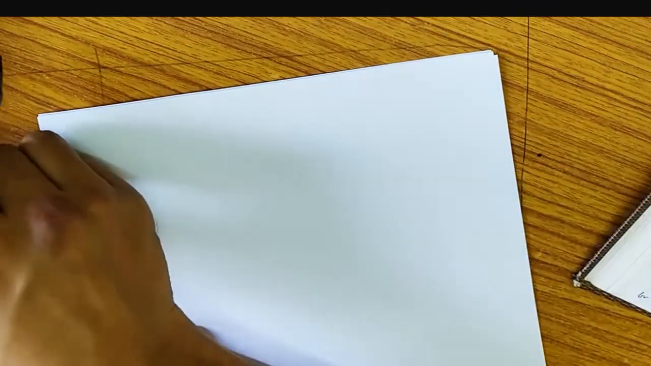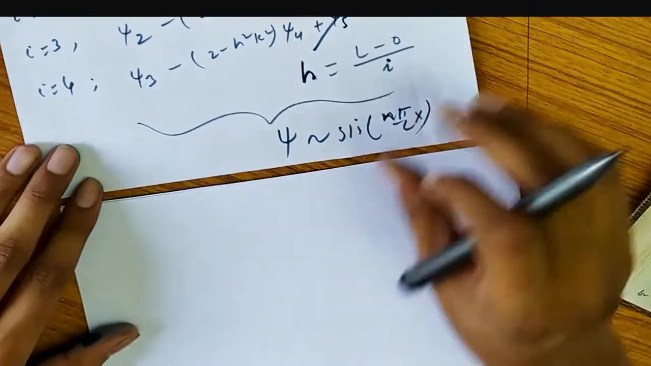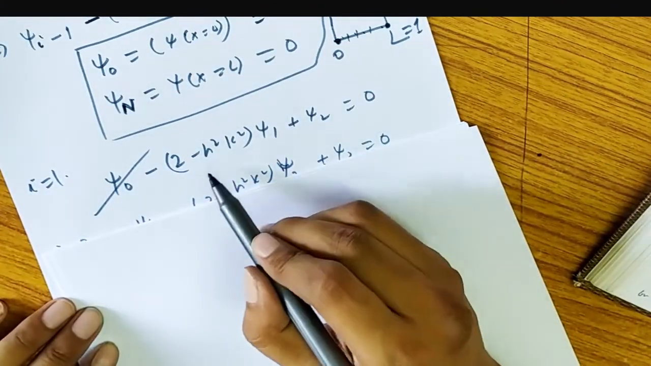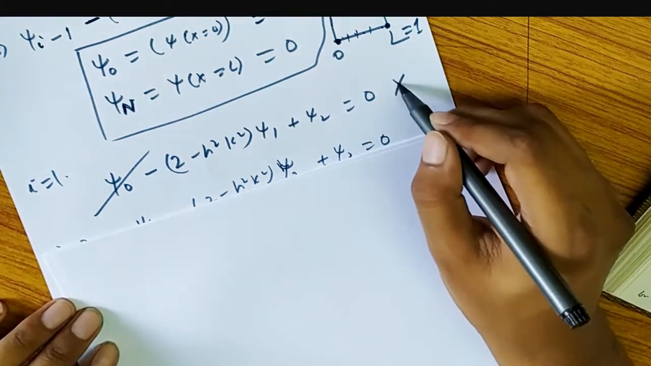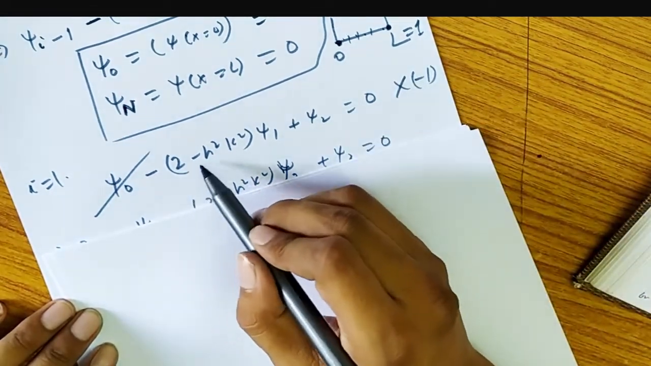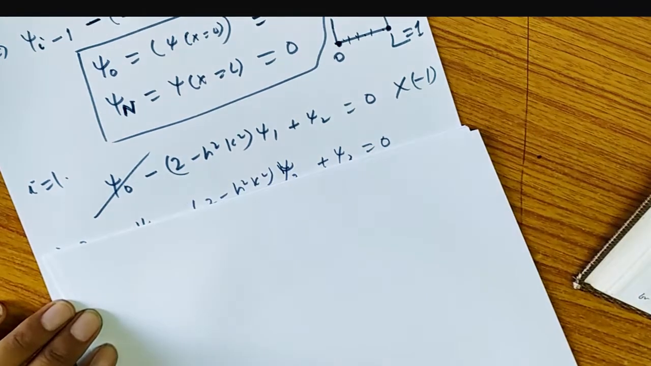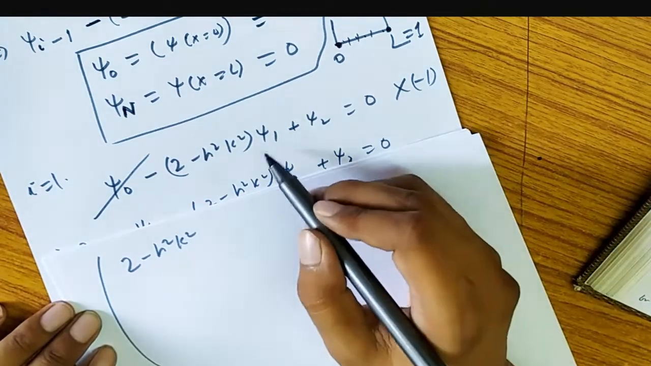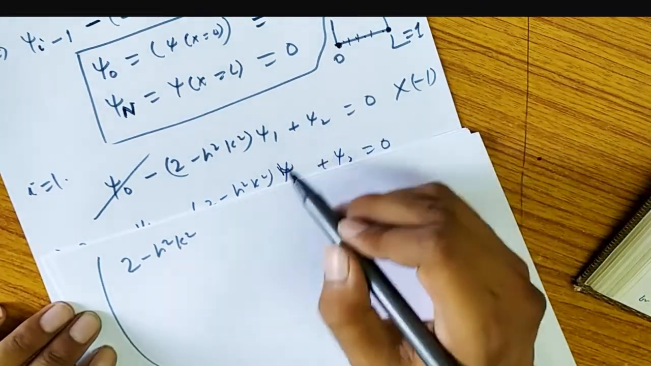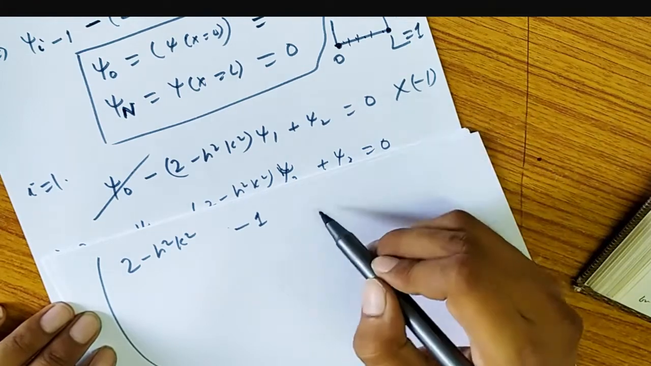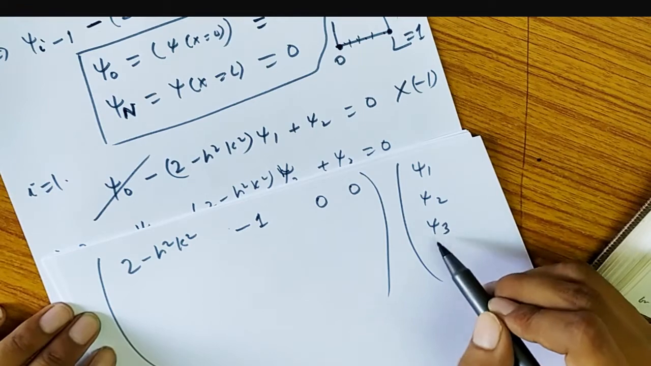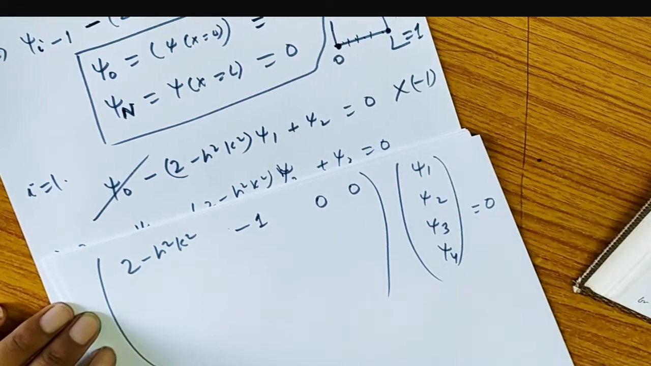Okay, let's write it in a matrix form. How can I write this in matrix form? You can see that for the first equation I have psi 1, psi 2. Multiply it with minus 1, so that the coefficient 2 minus h squared k squared is positive, for simplicity. For psi 1 it is plus, psi 2 becomes negative, and there is no psi 3, psi 4, so they become 0, 0. And this suggests a column matrix psi 1, psi 2, psi 3, psi 4 that must be equal to 0.